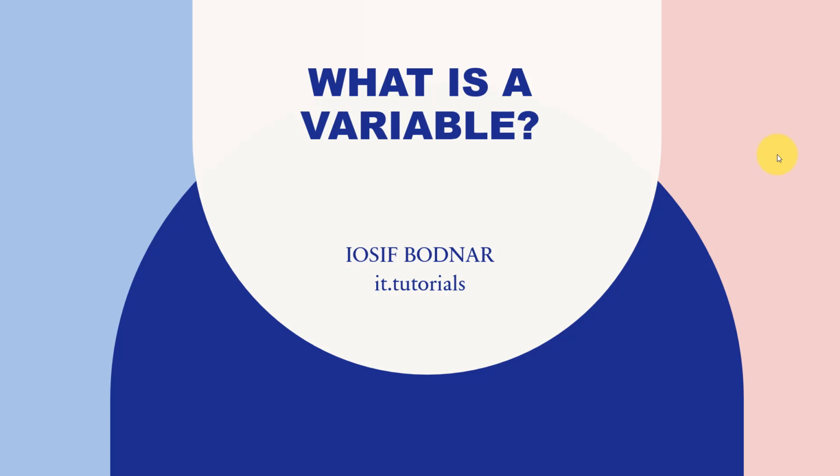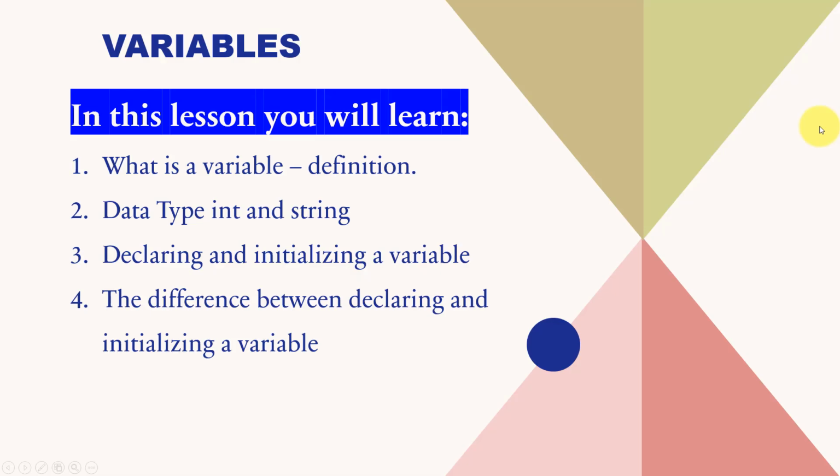This lecture has the goal to talk about variables. What is a variable? In this lesson you will learn what a variable is. I will make an attempt to create a definition for what a variable is. You will learn about data types int and string, how you can declare and initialize a variable, and also what is the difference between declaring and initializing a variable in C# and .NET.